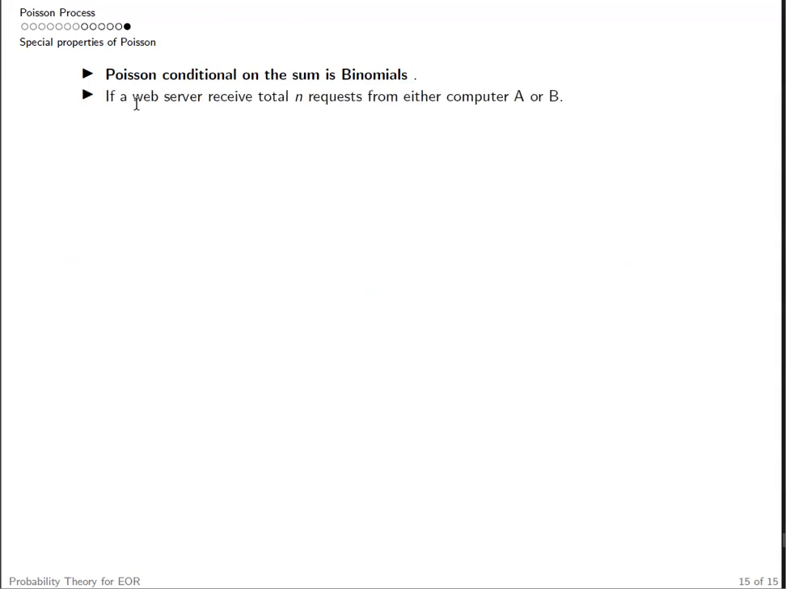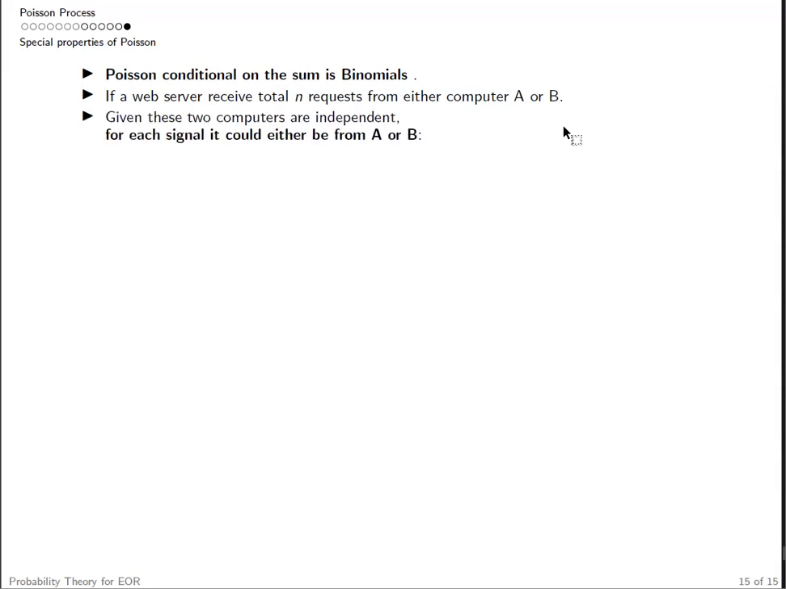So now let's reconsider this scenario. If a web server receives a total of n requests from either computer A or B, again the number of requests will follow a Poisson distribution, and the number of requests from computer A will follow a Poisson distribution as well. And from B is also a Poisson distribution. Their summation is also a Poisson distributed random variable.